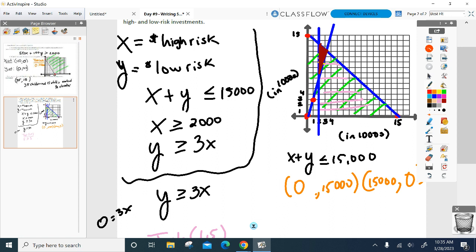And then I should definitely put this in next year. If I had a part B and said, all right, how much in the high risk and how much in the low risk should I invest? You give me a point that's clearly in there. X would be the amount in the high risk. Y would be the amount in the low risk. That's where we're going here with the pre-calc stuff.